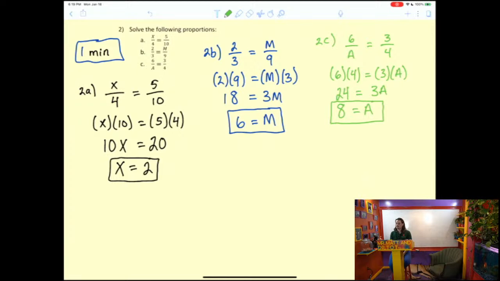And 2c, we have 6 over a is equal to 3 over 4. So cross multiplying, we're going to get 6 times 4 is equal to 3 times a. So 24 is equal to 3a, and then dividing by 3 on both sides, we're going to find that a has to be equal to 8.